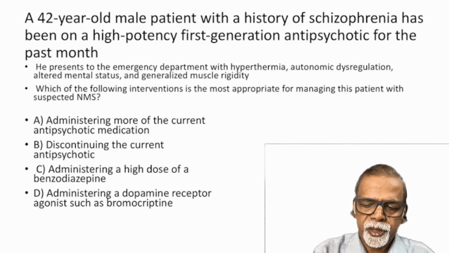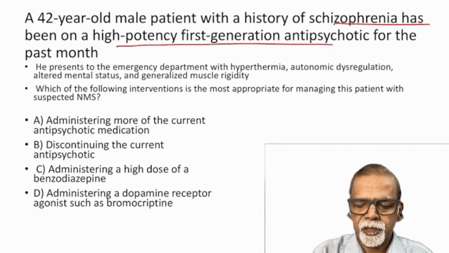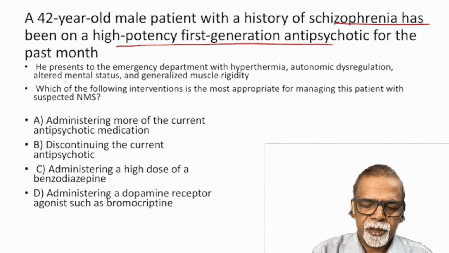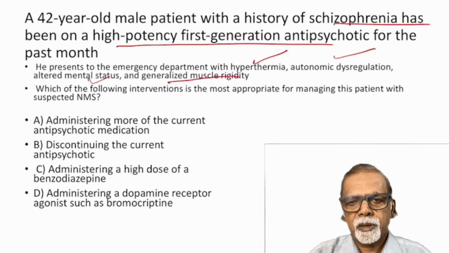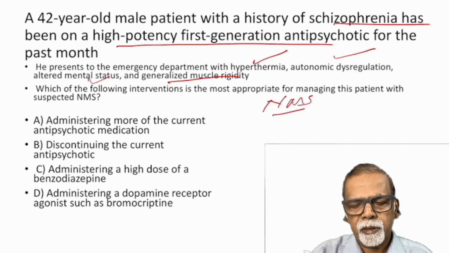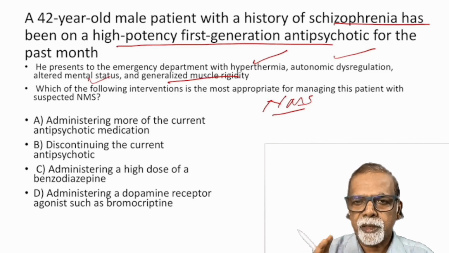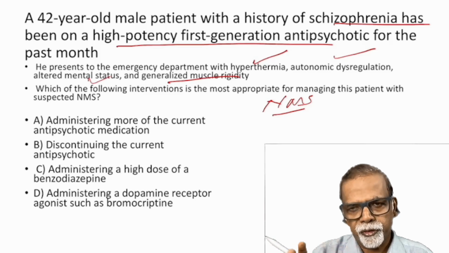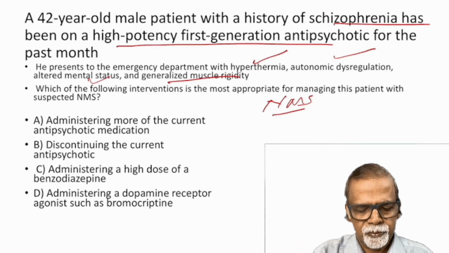A 42-year-old patient with a history of schizophrenia has been on high-potency first-generation antipsychotics. He presents to the emergency department with hyperthermia, autonomic dysfunction, altered mental status, and muscular rigidity. So this is neuroleptic malignant syndrome. It is characterized by mental status changes, autonomic dysreflexia, hypertension, tachycardia, incontinence, sweating, and muscular rigidity, extrapyramidal. Two important lab findings are elevated CPK and leukocytosis. This leukocytosis is not due to infection; it is a stress-induced leukocytosis.